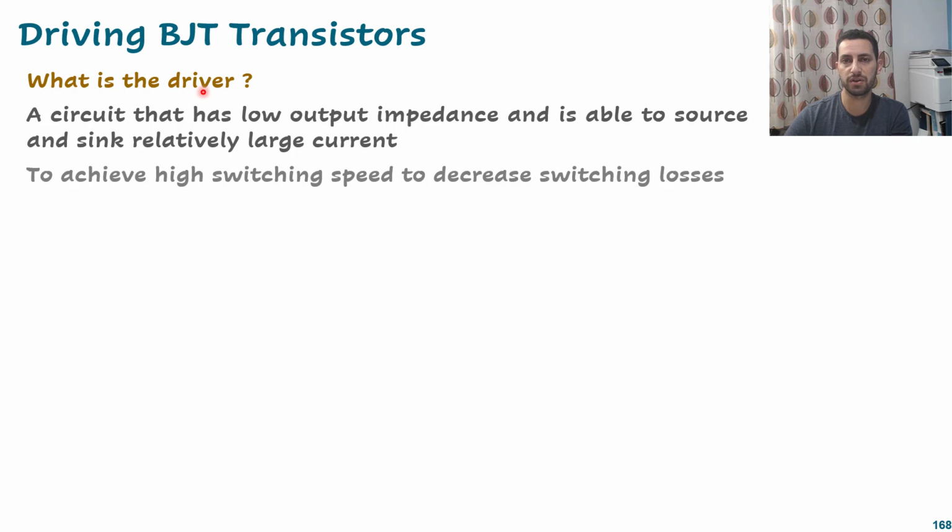So what is the driver? The driver is a circuit that has low output impedance. Low output impedance means it can source, give high current, and also sink, absorb high current, okay? That is, it is able to source and sink relatively large current. That high current, as we mentioned before, will be pushed to the base to turn it on very quickly and turn it off very quickly, to achieve high switching speed, to decrease switching losses, because I don't want to spend more time in the active region.